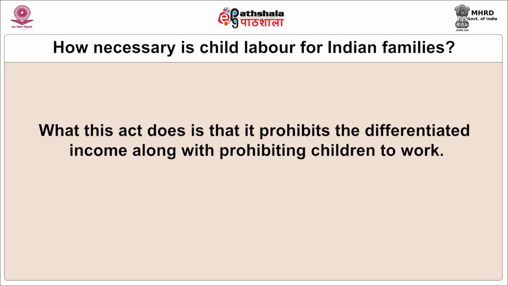They are paid comparatively less than what their adult counterparts are paid for the same work and for the same amount of time. Here is where the Minimum Wages Act comes into play. What this Act does is that it prohibits differentiated income, along with prohibiting children from working. The employers, on the other hand, defend paying less to the children by saying that children's work is comparatively slower and less than that of adults.